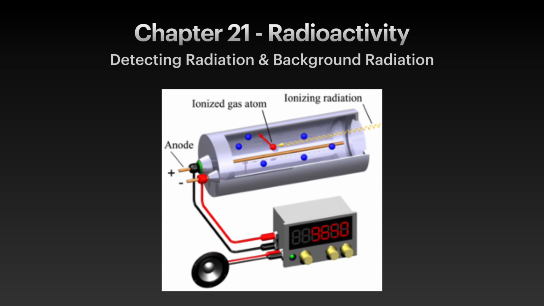However, the environment already contains background radiation from rocks, cosmic rays, and even natural isotopes in our bodies. In order to get accurate results for our radioactive isotope, we must subtract the background count from our measurements.